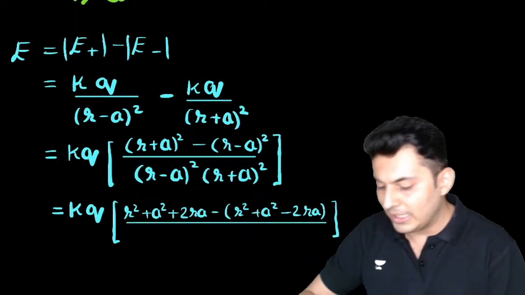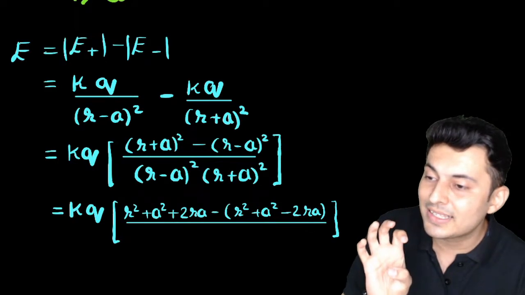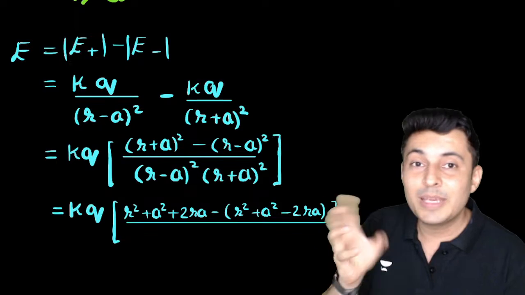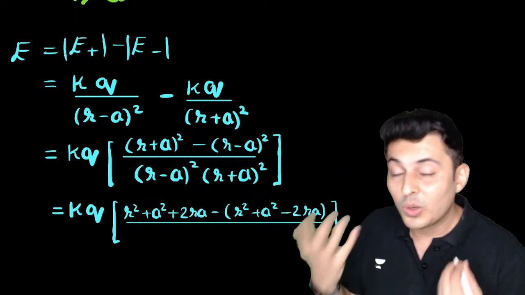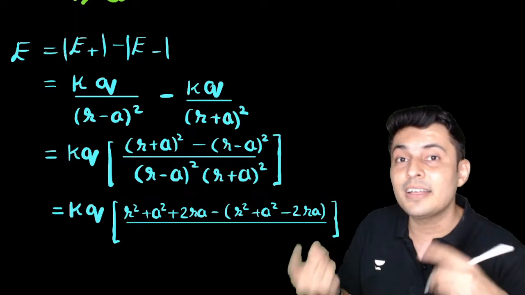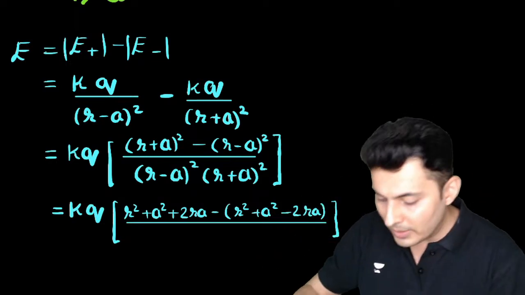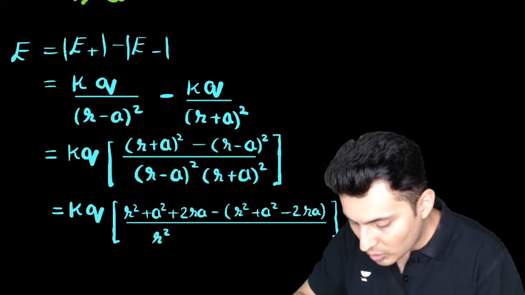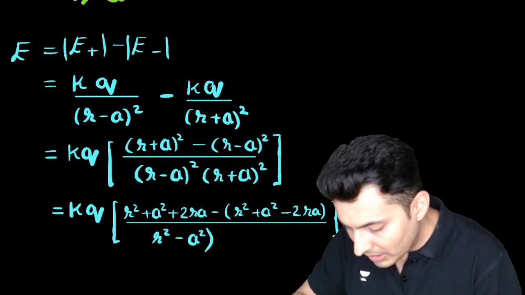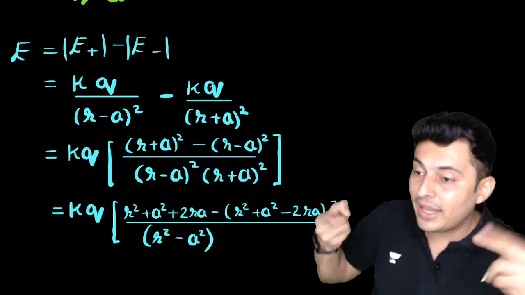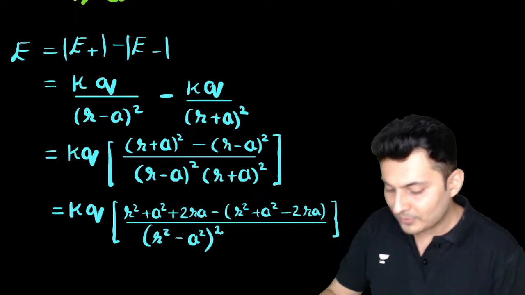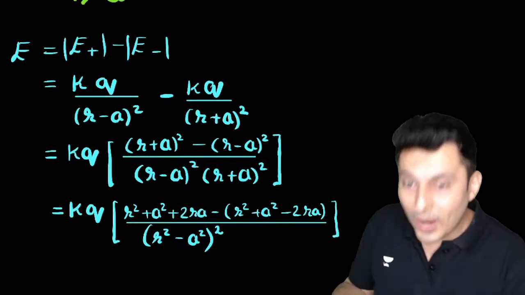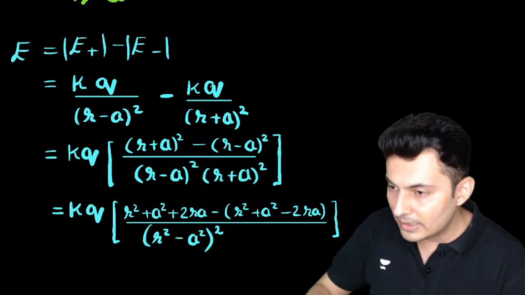Now look at the denominator, guys. R minus A, R plus A. A minus B, A plus B. Isn't it an identity? What is that identity? A plus B into A minus B is A square minus B square. So shouldn't this be nothing but R square minus A square? But it is there two times, so it is squared, because this 2 and this 2 are there. That's why I have to square it. Everybody following it till this point?